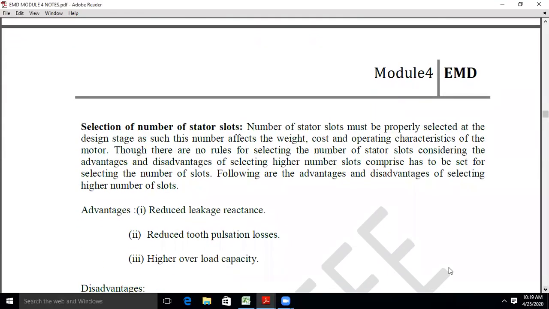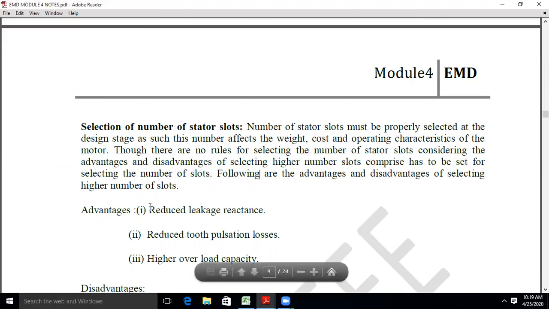Now, selection of number of stator slots. The number of stator slots must be properly selected at the design stage, as this number affects the weight, cost and operating characteristics of the motor. Though there are no rules for selecting the number of stator slots, considering the advantages and disadvantages of selecting a higher number of slots, a compromise has to be made.